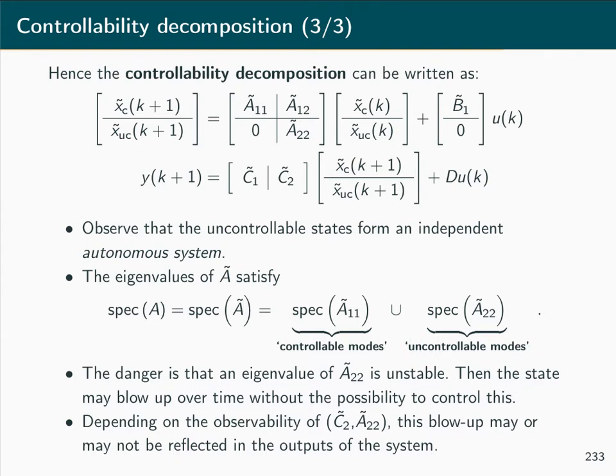The danger here is, of course, that an eigenvalue of the submatrix A tilde 2 2 is unstable, because then the state may blow up over time without the possibility to control this in any way. Depending on the observability of the pair C tilde 2 and A tilde 2 2, this blow up in the state may or may not be reflected in the outputs y of the system.